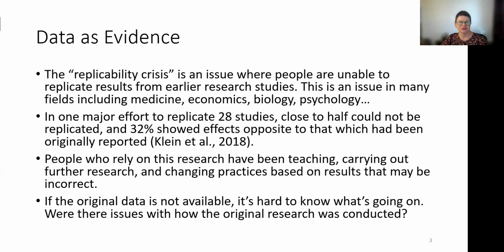This is because of data's role as evidence for research. The replicability crisis is an issue that's been talked about, one of the main impetuses behind the open science movement. It's an issue where people are unable to replicate results from earlier research studies. This has become an issue in many fields, including medicine, economics, biology, psychology. In one major effort I read about to replicate 28 studies, half of them could not be replicated. People trying to do the research again could not get the same results.